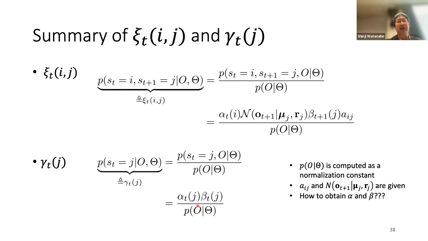This is represented by the forward probability alpha and the backward probability beta, and some normalization factor. Both have a normalization factor. And then with this state transition and the Gaussian, we can actually compute some value. So now it's time to move to computing alpha and beta.